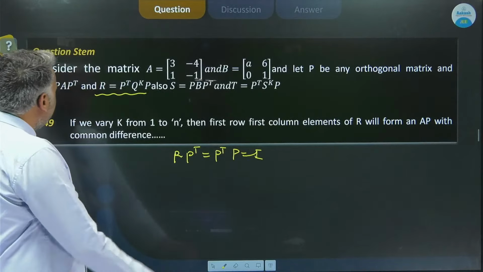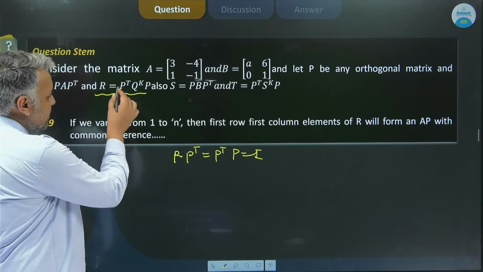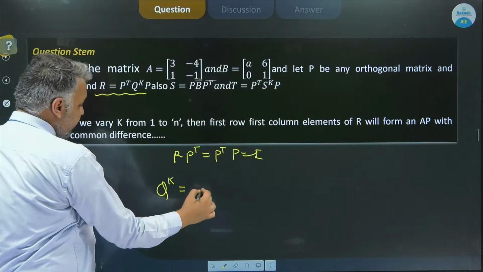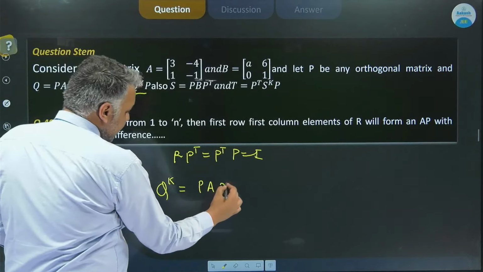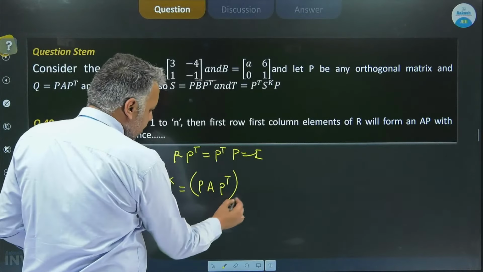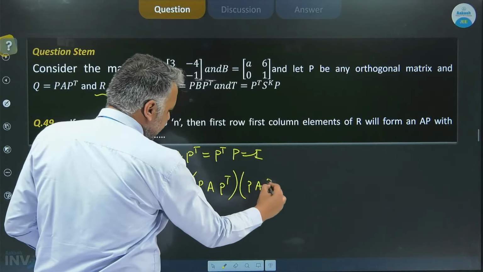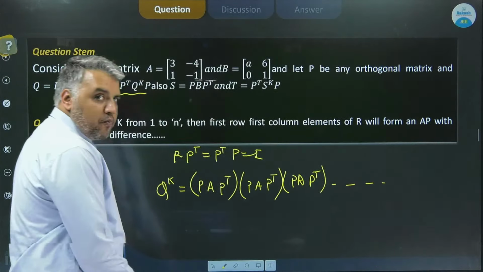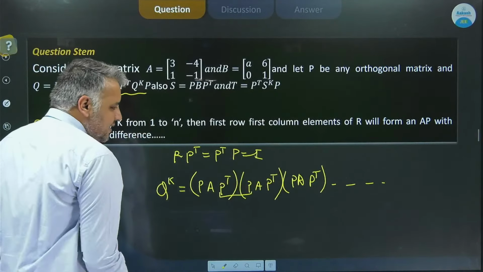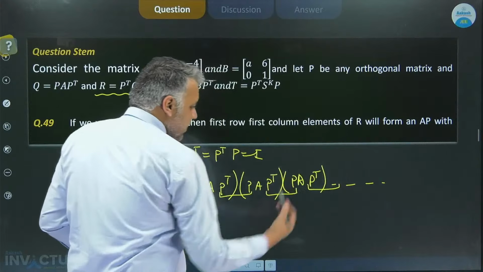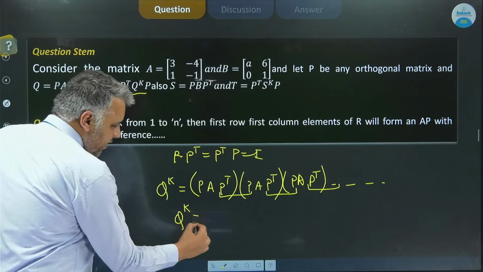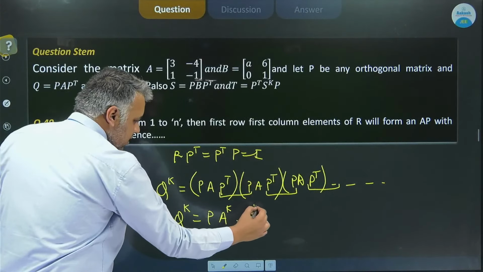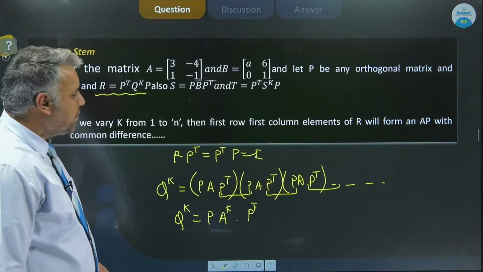So we say R is P transpose Q power K P. First we have to calculate Q power K. So Q power K will be P A P transpose, whole power K. That means P A P transpose, P A P transpose, and so on K times. From here you can see that P transpose into P is identity, again there will be identity matrix. So Q power K will be P A multiplied K times, and in the last there will be P transpose.